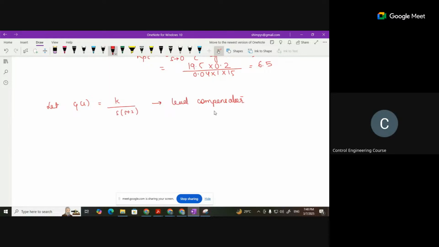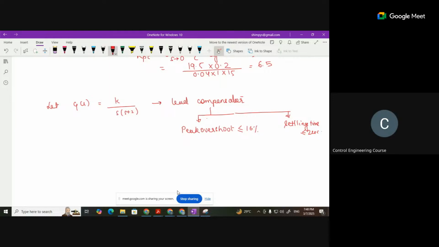To meet the design specifications of peak overshoot less than or equal to 16% and settling time less than or equal to 2 seconds.